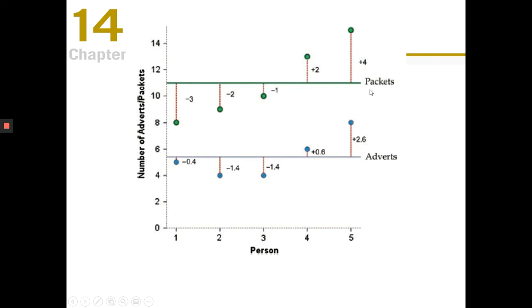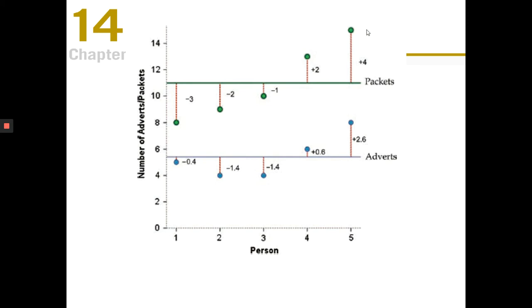Same thing for packets. So how many packets of candy did you buy? They ask each of these 5 people. And this is the average. This green line is the average number of packets that were bought by the sample of 5 people. And again, we see that person 1 buys quite a bit less than average. Person 2, less than average. Person 3, a little bit less than average. Person 4, they bought a little bit more than average. And person 5, they bought a lot more than average.